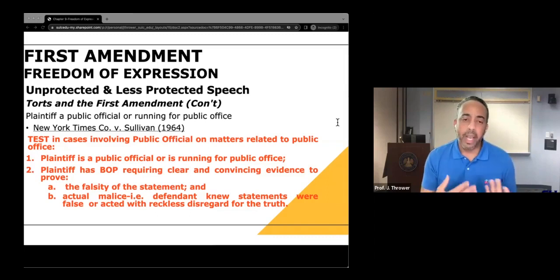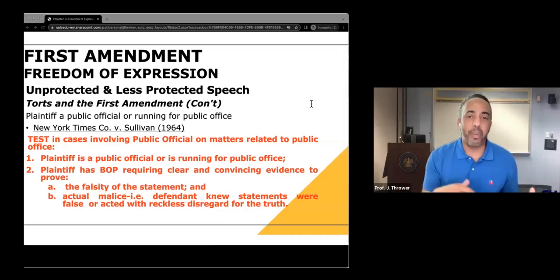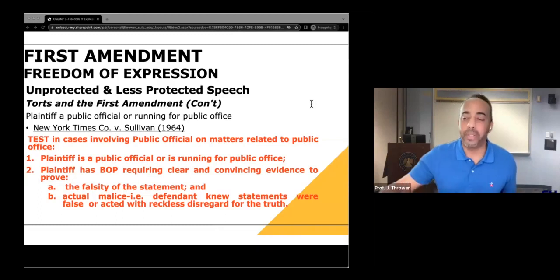And then finally, as we've talked about, there must be proof rather of actual malice, meaning that the defendant knew that the statement was false or acted with a reckless disregard of the truth. The court has explained that this requires proof that the statements were made with the high degree of awareness of their probable falsity, right?